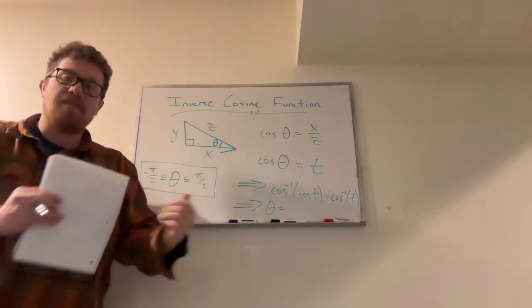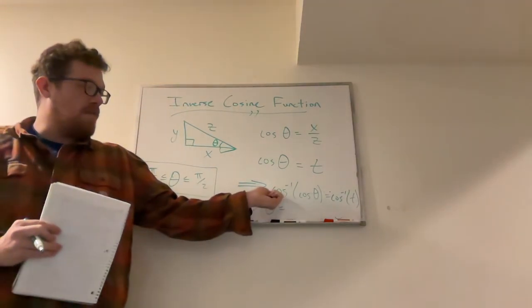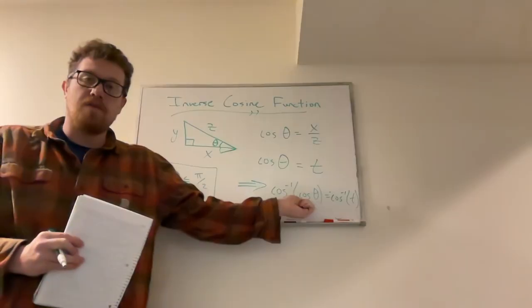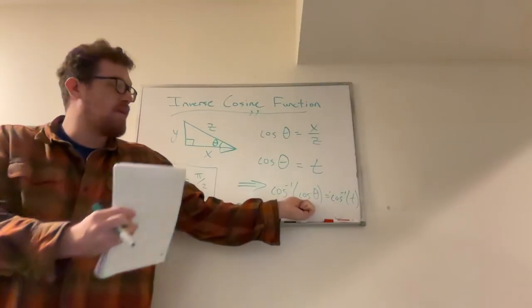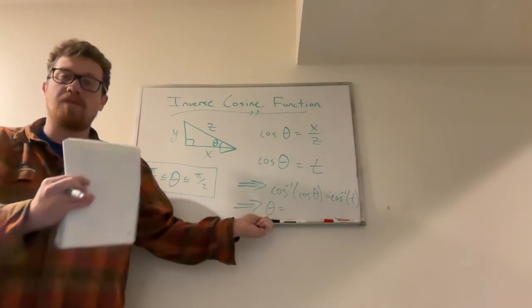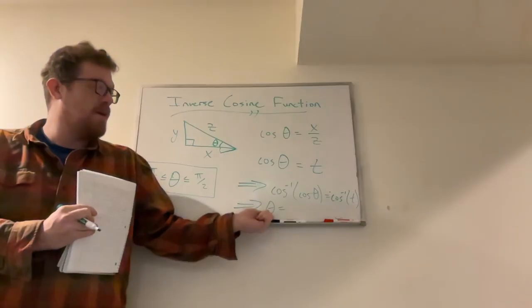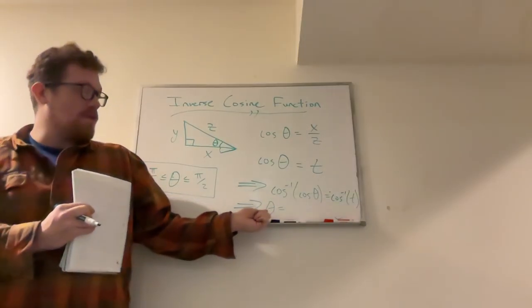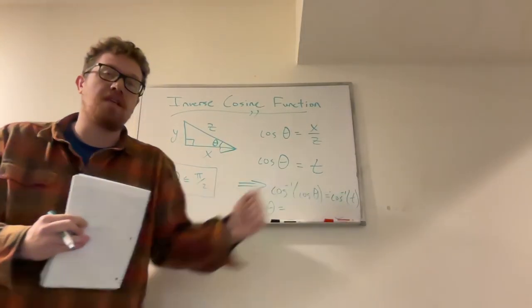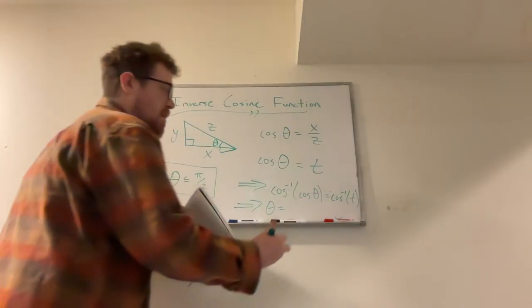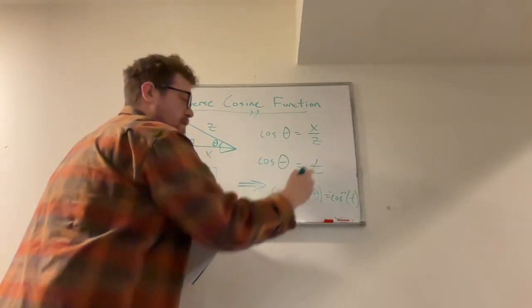And that's kind of how these inverses work, right? So if I apply the inverse to the function that it's an inverse of, I just get back the variable that's in the input, so I just get back theta. So here we're just saying that the angle is the arc cosine of t, whatever that original cosine was, this t value.